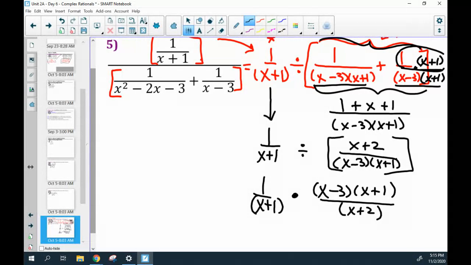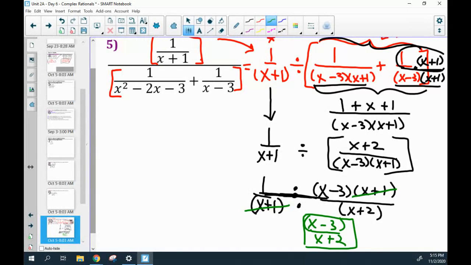And now when I look at this, look at what we've got now. We've got this big multiplication that I can combine, put together. Again, it's multiplication on the top, multiplication on the bottom. I now see that I've got a common factor of x plus 1 in both cases. That's going to leave me with x minus 3 divided by x plus 2. That appears to be my final answer.